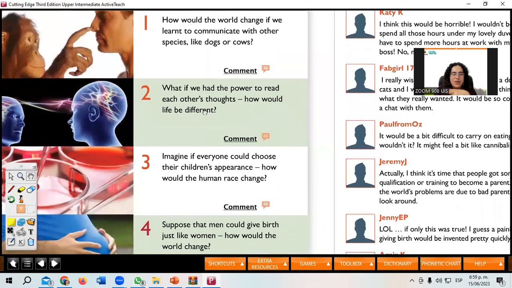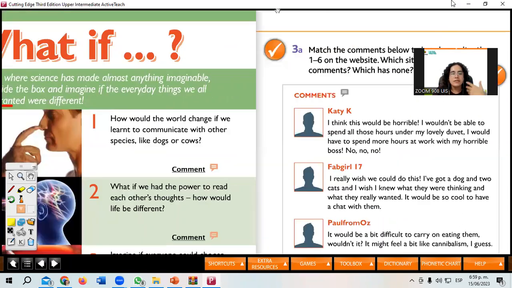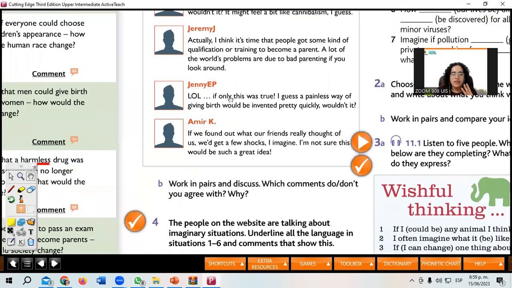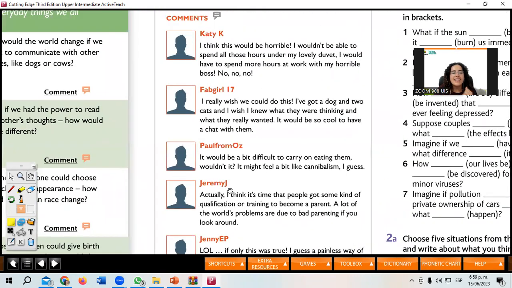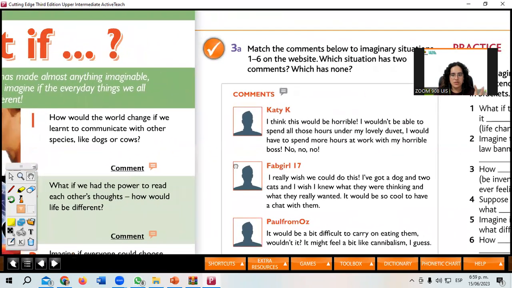Okay, guys, so as you can see, all of these situations are unreal. We are imagining them in the present or maybe in the future, right? So before we check the grammar part, let's read some comments that can match these imaginary situations. Let's read them and then match each one to a situation. The first comment, please read it, Julian, for Kathy K.